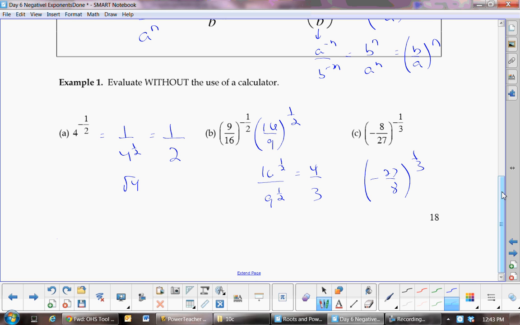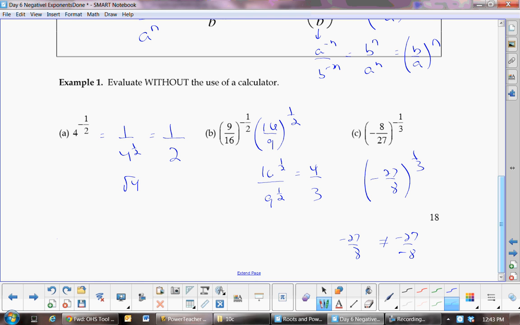Where does that negative belong? Should I put it on the top? Should I put it in the middle? In the bottom? Does it go to both? No. It goes either to the top or the bottom. Let me write this down somewhere so you guys have it. Negative 27 over 8 does not equal negative 27 over negative 8.